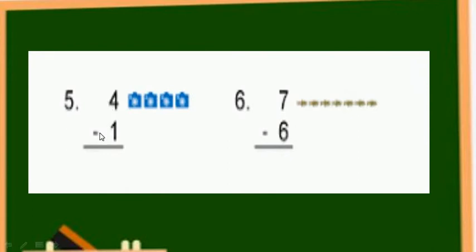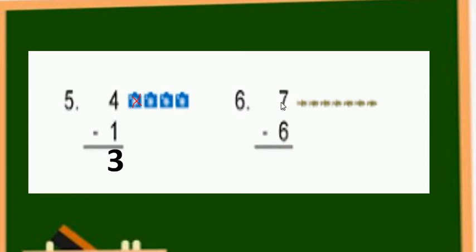4 minus 1. That means I have to cross out one object out of the given 4 objects. Let's do it. Here I have crossed one object. Now see what happens. There remain 1, 2, 3 objects. That means 4 minus 1 is equal to 3.